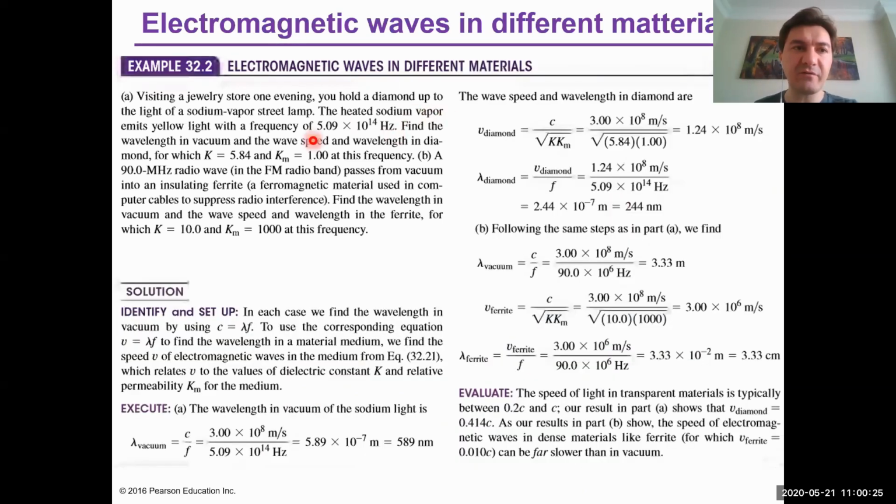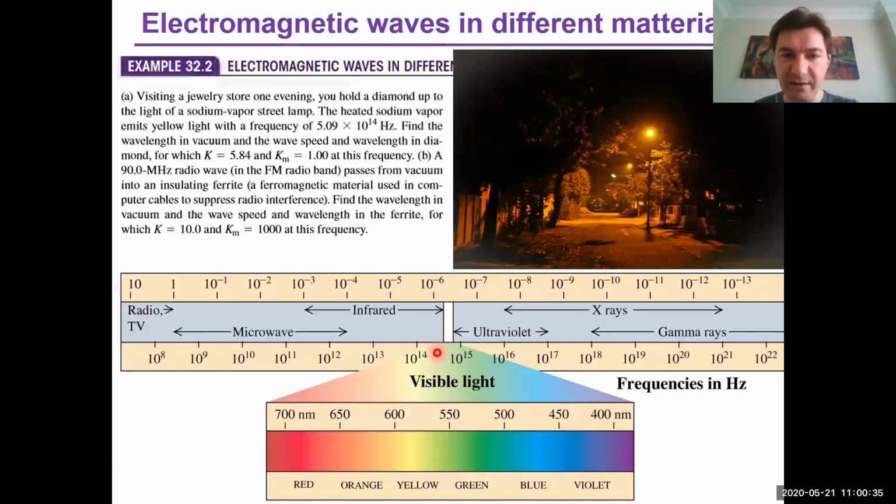The heated sodium vapor emits yellow light with a frequency of 5.09 times 10 to 14 hertz. So look at the yellow light in the visible region. This is the yellow color, and this is the wavelength, and this is the frequency. Look at the frequency. It is around 10 to 14 hertz, you see, within the visible region. So what is the question? Find the wavelength in vacuum and the wave speed and wavelength in diamond.